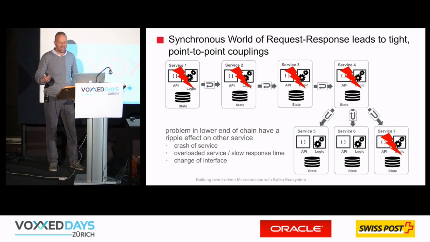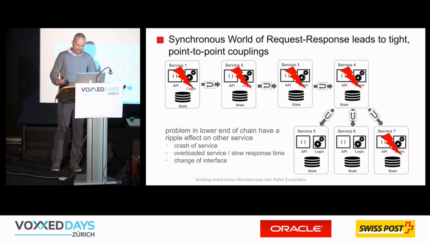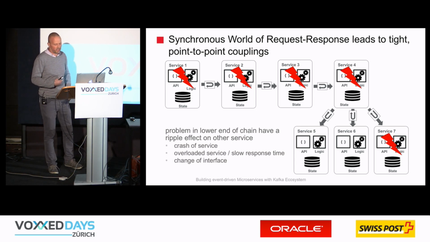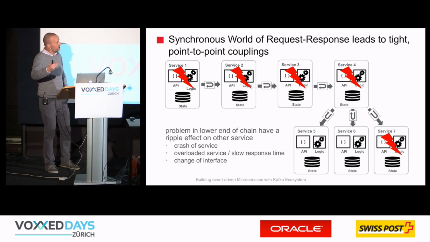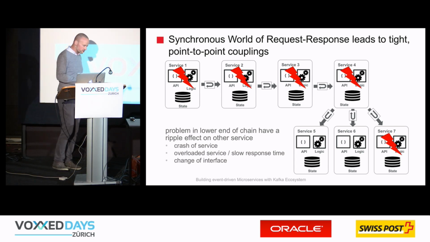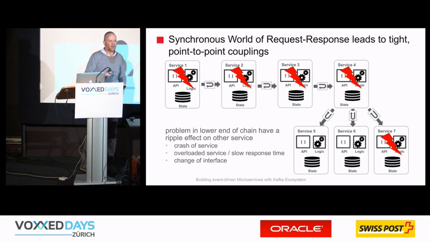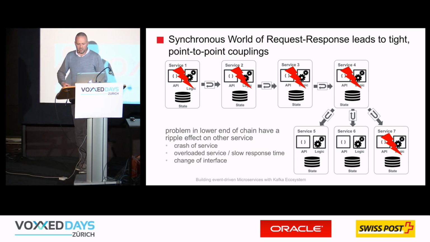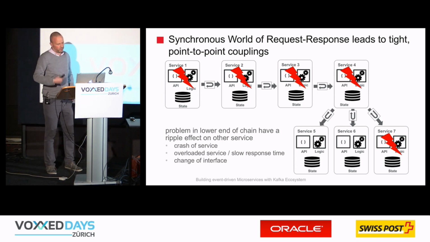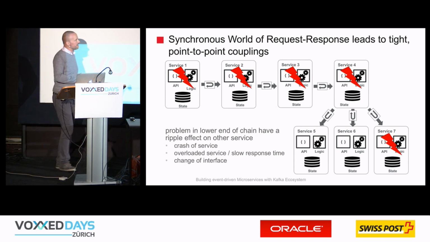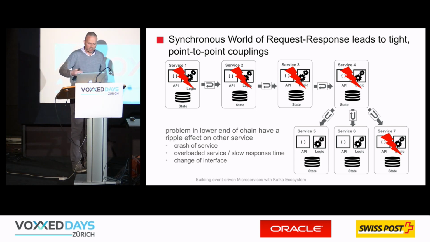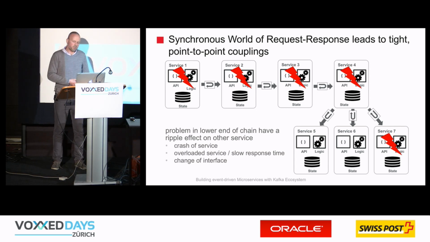And it doesn't just mean service 7 crashed. It could also mean service 7 is just overloaded and you get timeouts. Or it could mean a change of interface. If service 7 just suddenly changes its interface without communicating it before and maybe doesn't have a clear versioning concept, then of course that is also an effect which ripples through. And this is just not as loosely coupled as it could be. Of course, HTTP itself, the protocol, is loosely coupled or has some loose decoupling inside it, but it's not as loosely coupled as it maybe could be.